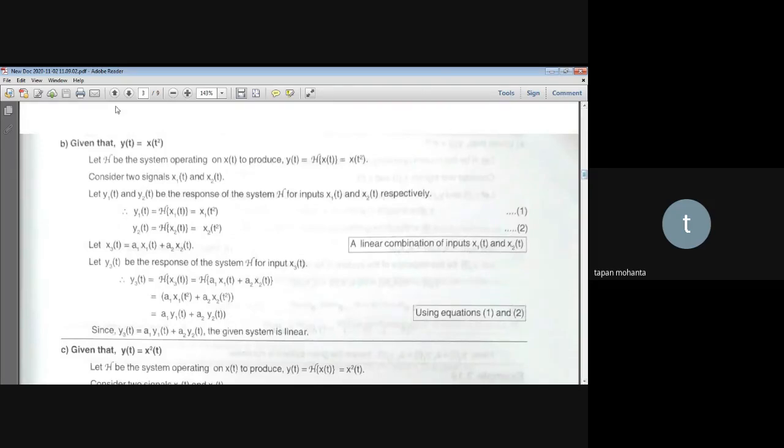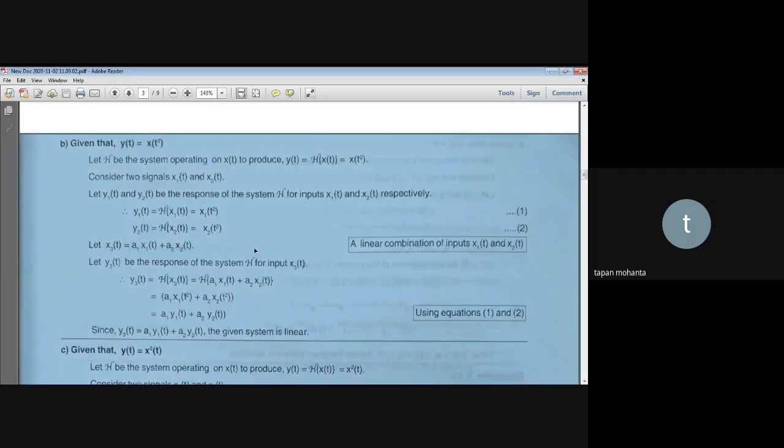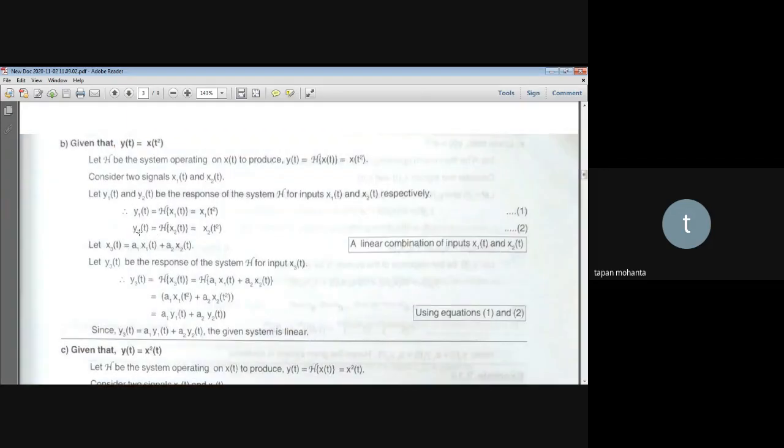Here the output response is y of t equals x of t square. So then we can find directly y1 of t is equal to h of x1 of t, that means x1 of t square. Similarly, y2 of t is equal to h of x2 of t, which is x2 of t square. So these are the individual responses. That means x1 of t square plus x2 of t square.